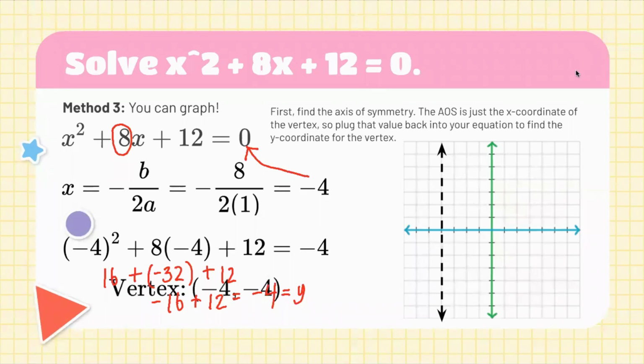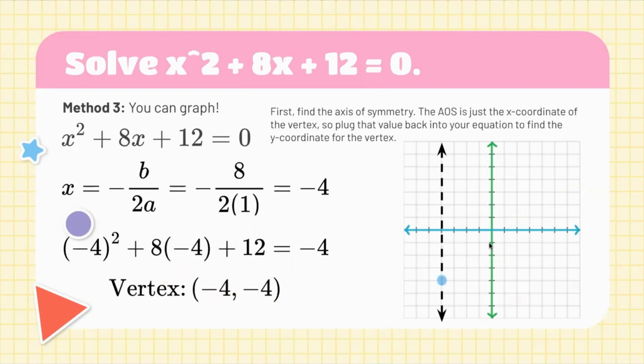Once you've found your vertex, you can go ahead and graph it on your plane, and now we can graph your other points. If you remember from my video on how to solve quadratic equations using graphing, you'll know that the shortcut to graph any quadratic equation where your a value is 1 is to follow this pattern of going left 1 unit and then going up 1 unit, going right 1 unit, and going up 1 unit.